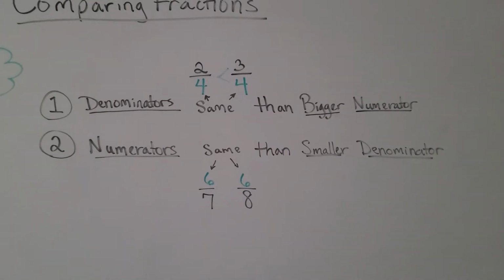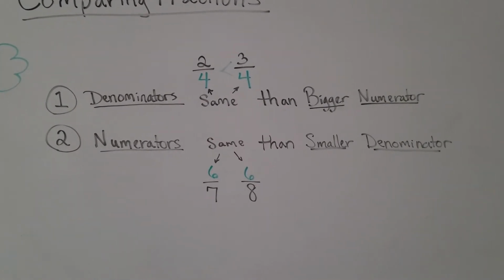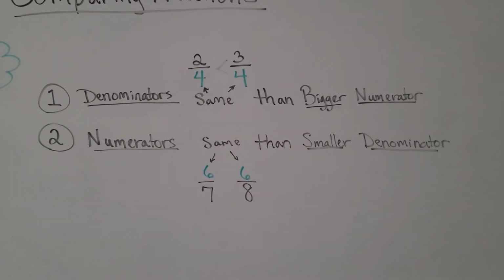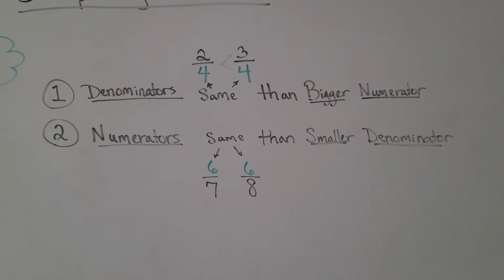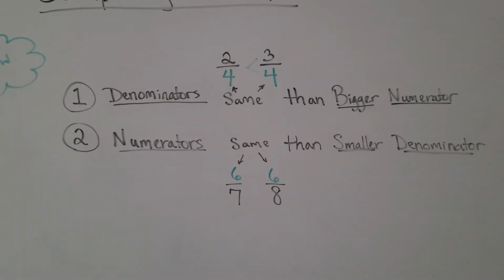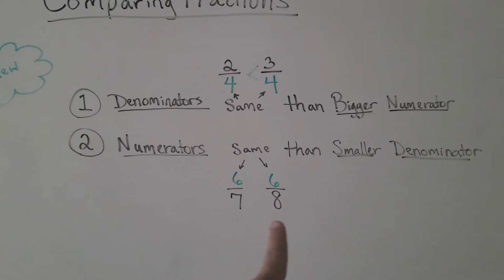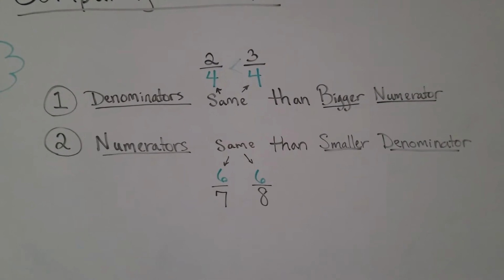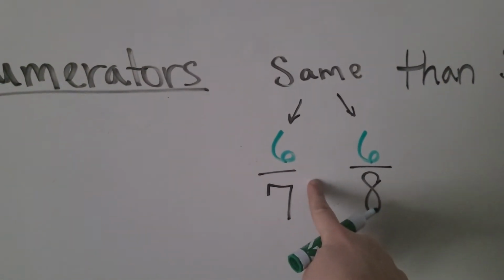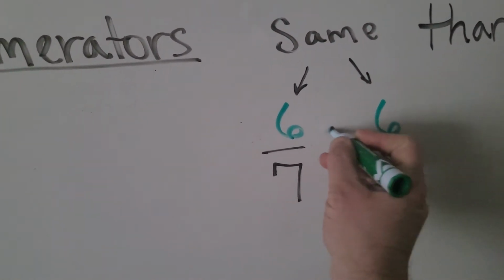In number 2, when we have the numerators the same, then we go with the smaller denominator. And this is the one that usually trips up fourth graders, is they always want to go with the bigger, no matter what. They want to look at that 8 on the bottom and say, oh, well, 8's more than 7, so of course 6/8. Doesn't work that way. When we talk about denominators, we're actually going to go with the one that has the smaller denominator.